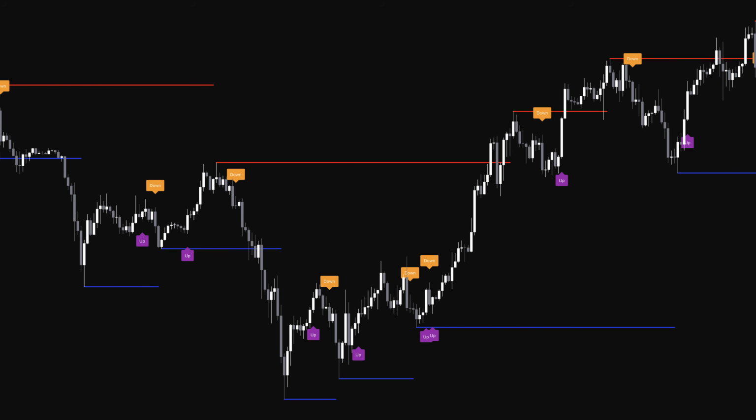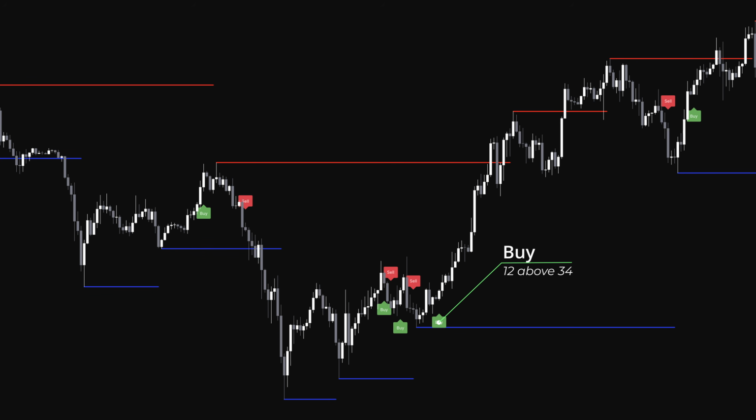The visual signals include 4 distinct patterns. Uptrend labels appear when the 5 EMA crosses above the 12 EMA, and downtrend labels when it crosses below. Buy signals fire when the 12 EMA crosses above the 34 EMA, and sell signals when it crosses below.